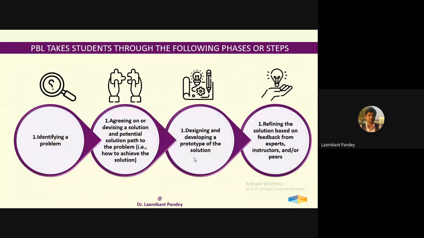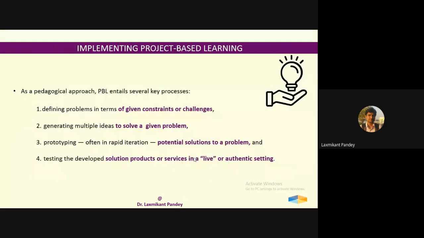Next. Now, as I told you, there are 4 steps or 4 phases in PBL, that is, project-based learning: identifying a problem, agreeing on or devising a solution and a potential solution path to the problem, meaning what the process would be for solving that particular problem, then designing and developing a prototype of the solution, then refining the solution based on feedback from experts, the instructor, and the peers. These are the phases for the PBL.